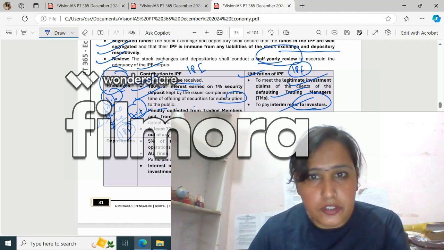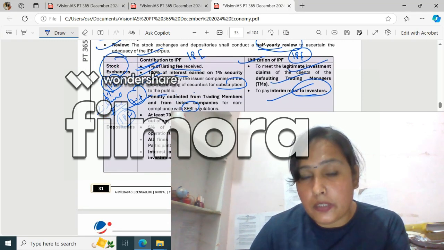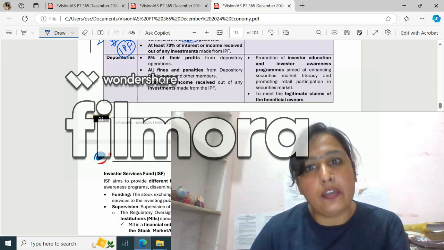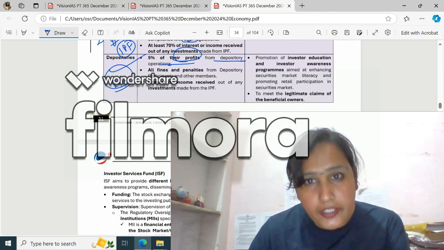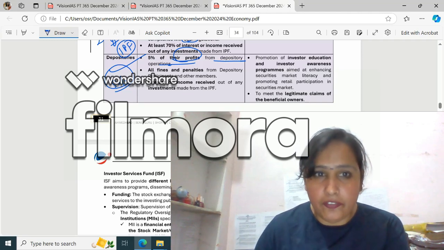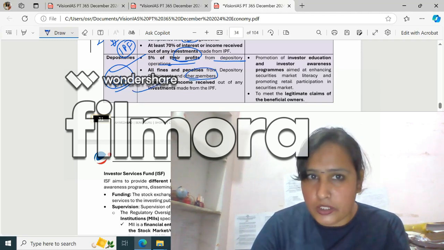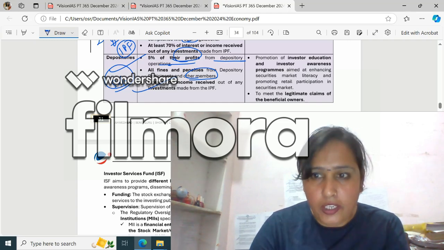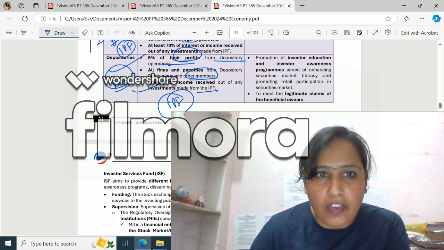Now on the second side there is the depository. First is the stock exchange, with a 1% listing fee, and now the second side is the depository. So on the depository side there will be 5% of their profit from the depository operation, all fines and penalties from the depository participants and other members, and the interest or income received out of any investment made by the IPF.